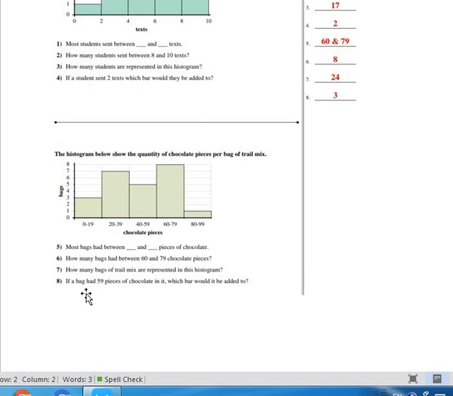It's very easy, right? Here, if a bag had 59 pieces of chocolate in it, which bar would it be added to? 59. So I'm looking here on my graph. Okay, 59 is in the range from 40 to 59 in this one. So it's bar number 3.